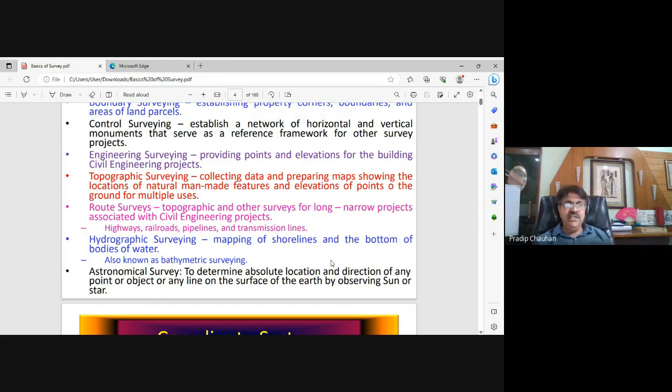Sometimes there is silting and deposition on the bed of the sea, and that will also create a lot of problems for the transportation of these vessels. So a bathymetric survey is also required at regular intervals for that. Another is the astronomical survey, where the absolute location and direction of any point is determined with respect to the sun or any other star. So this all comes under advanced surveying.